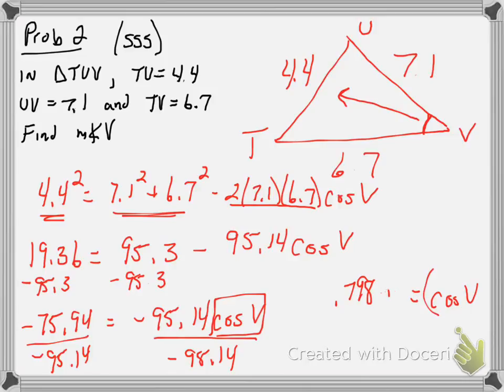How do I solve for V? Back to the last couple chapters, take the inverse cosine of both sides. That cancels. I get V here. Again, second cosine, second answer in your calculator. You get 37.1 degrees.